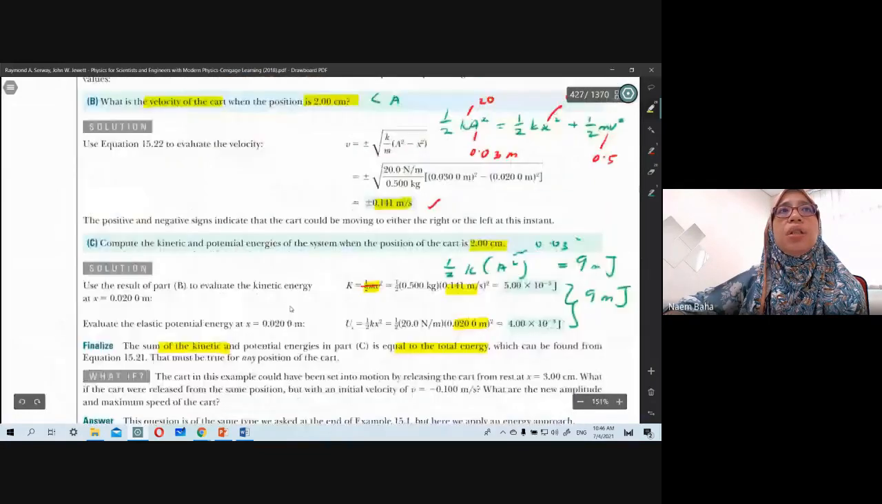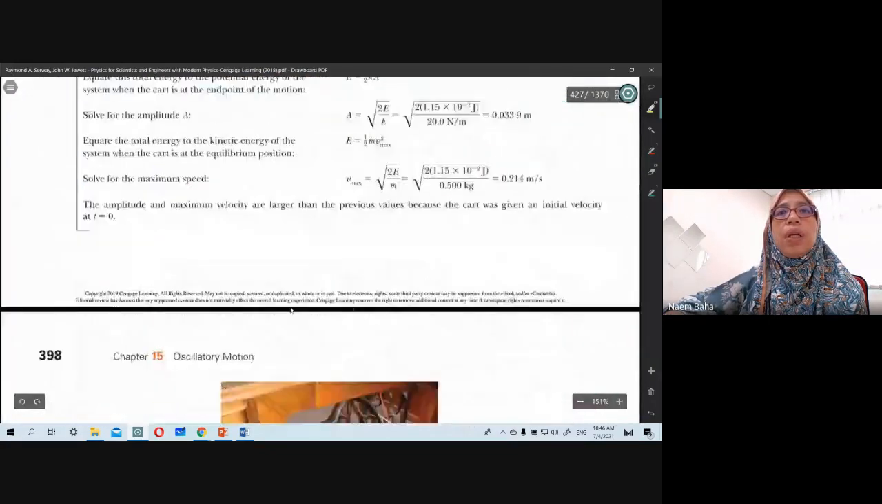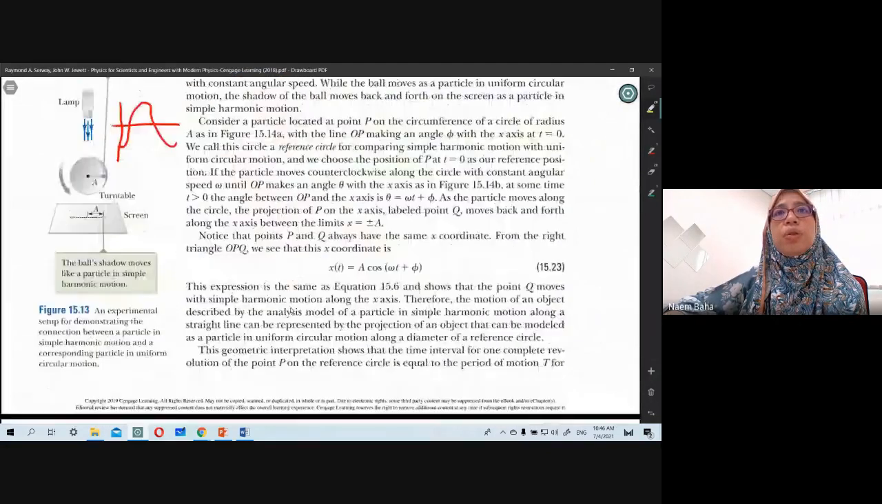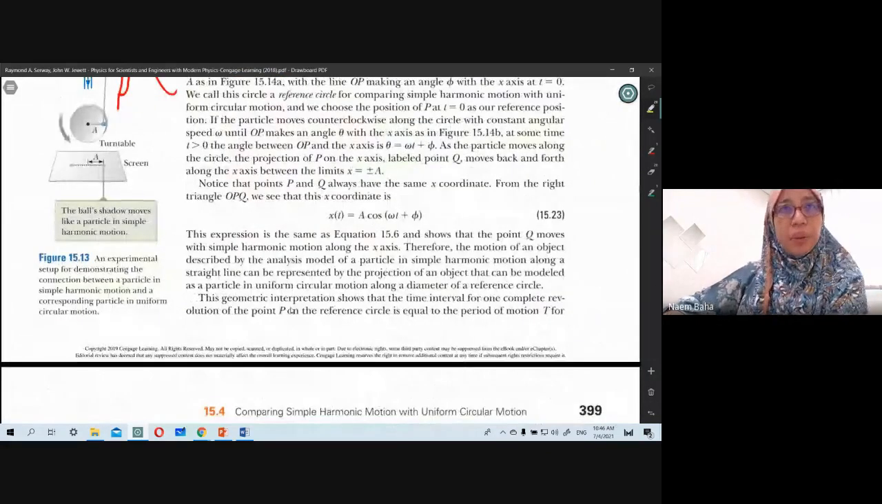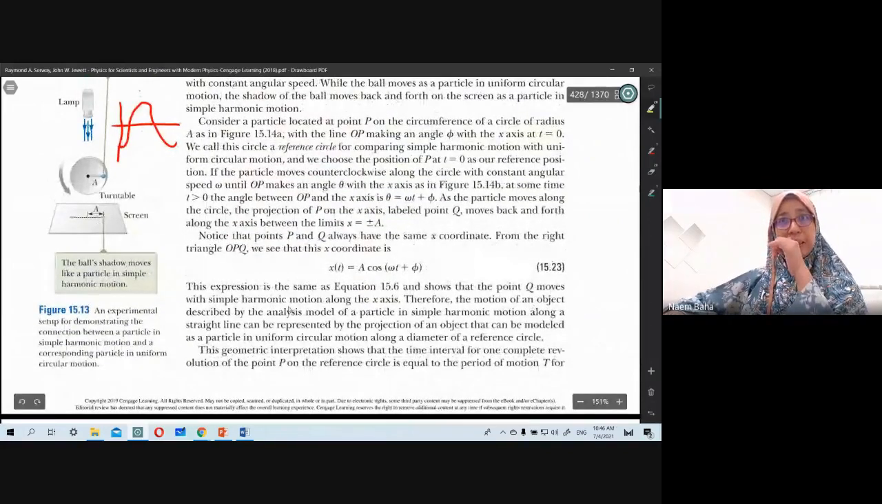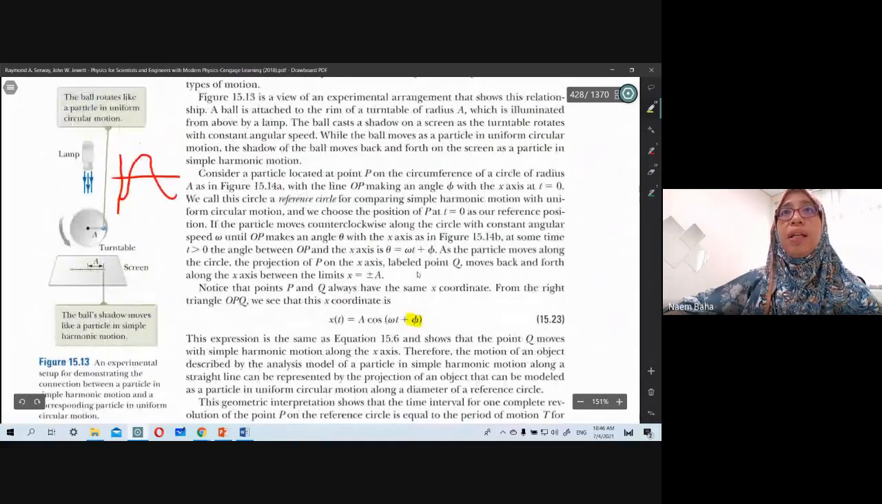Alright, where are we just now? 15.3. Okay, I'm about to move to the next one, 15.4. Alright, 15.4 is the part where we're going to see how we get the value for phi. How we are going to get the phi value.